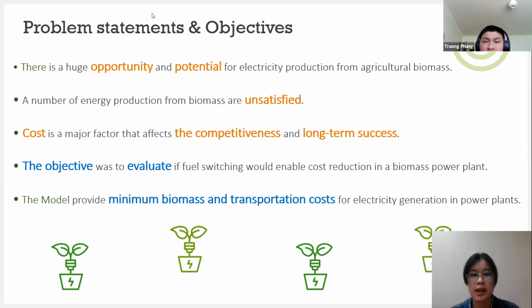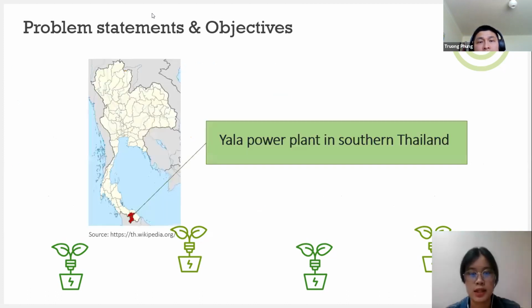Cost is a major factor that affects the competitiveness and long-term success in the use of biomass energy. Therefore, we developed a cost optimization model to provide minimum biomass and transportation costs for specific users. Furthermore, the model can be used as a tool to evaluate intermediate biomass materials and their sources before actual production. Hence, in this study, a previously developed cost optimization model was adopted and applied to a case study of Yala power plant in southern Thailand, where reduction in biomass and transportation costs for electricity generation was demonstrated.